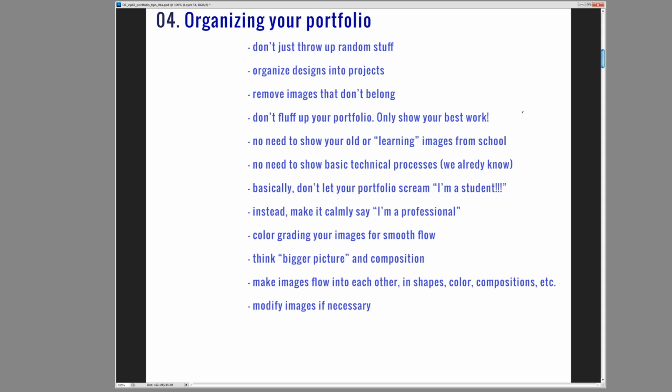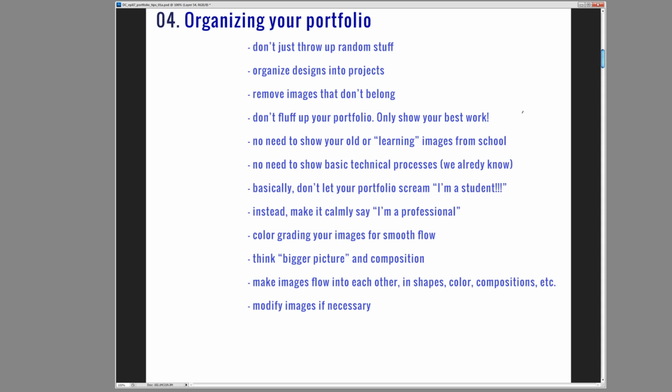Do show us the thinking process behind it, like the thumbnails, the rough comps. That's cool. We want to see that. And then show us the final result. You don't need to show us stuff that all of us know what it is. We know what comps are. I mean, we know adding values and we know what perspective grids are. We know that that's part of the process. That's something we don't need to see.